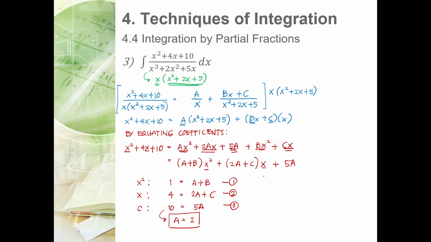Next, using equation 1, we have 1 is equal to a, which is 2, plus b. So b is equal to negative 1. Lastly, using equation 2, we have 4 is equal to 2 times 2, plus c. So c is 0.